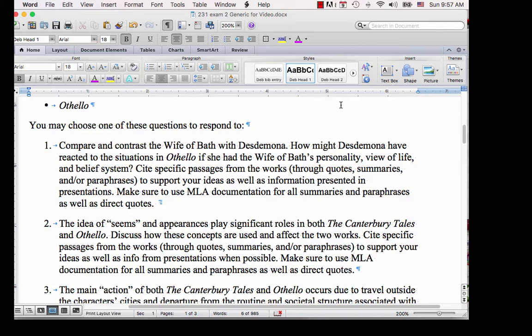Okay, let's move on to the second question. The idea of seams and appearances play significant roles in both the Canterbury Tales and Othello. Discuss how these concepts are used and affect the two works. And then there's the whole thing we've already gone over about specific passages and citations and stuff. Okay, now, again, focus on in the Canterbury Tales, use only the Wife of Bath and the Pardoner, not the characters in the stories they tell. And then, of course, in Othello, you can use all of the characters. Okay.